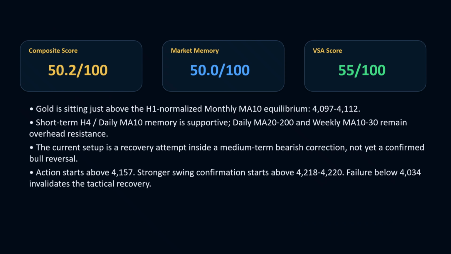The composite institutional score currently stands at approximately 50 out of 100, indicating a balanced market with a slight recovery bias. Gold is trading just above the H1 normalized monthly moving average 10 equilibrium between 4,097 and 4,112. While short-term H4 memory supports buyers, the daily MA20 through MA200 and weekly MA10 through MA30 remain overhead resistance. This is not yet a confirmed bullish reversal. Instead, it is a recovery attempt within a medium-term corrective trend.